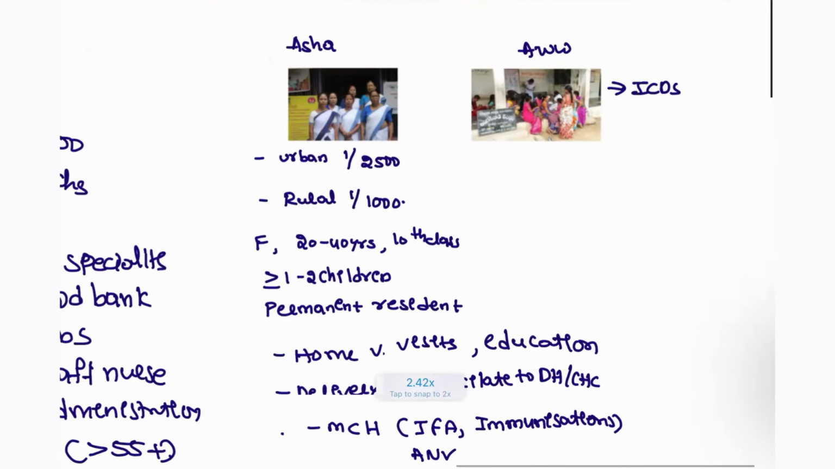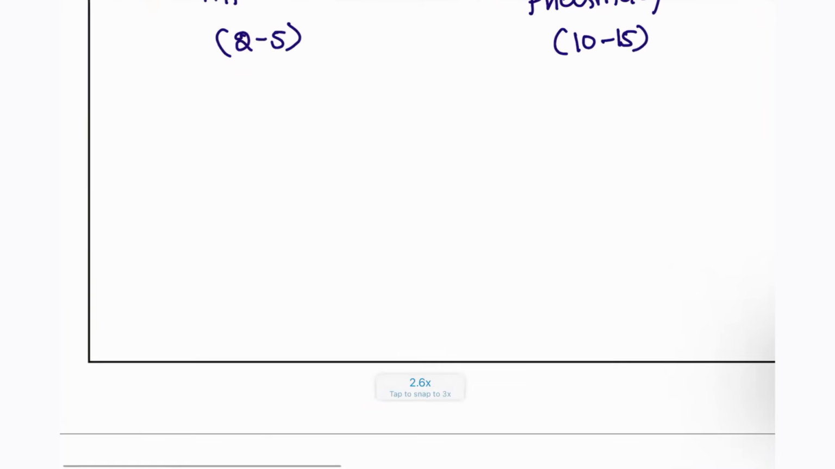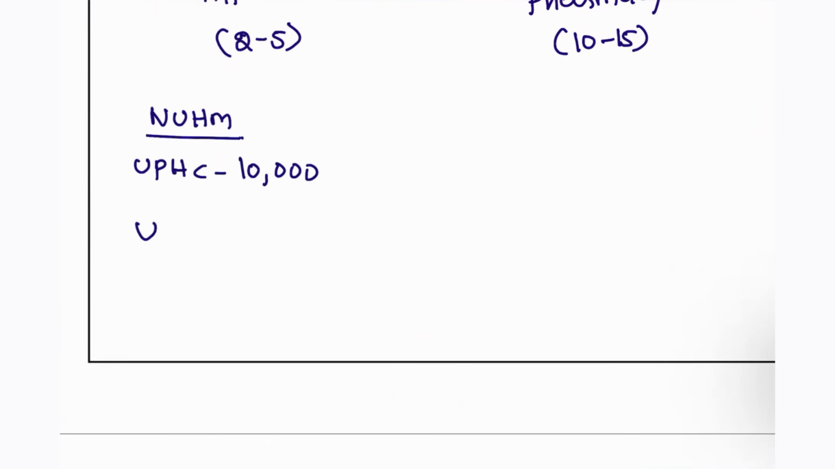Next, in the urban population also, you have to take note of some important points. In the National Urban Health Mission, there are no urban subcenters. Urban PHC is around 10,000 population. Urban CHC 2,50,000. Urban district hospital 6 lakhs.